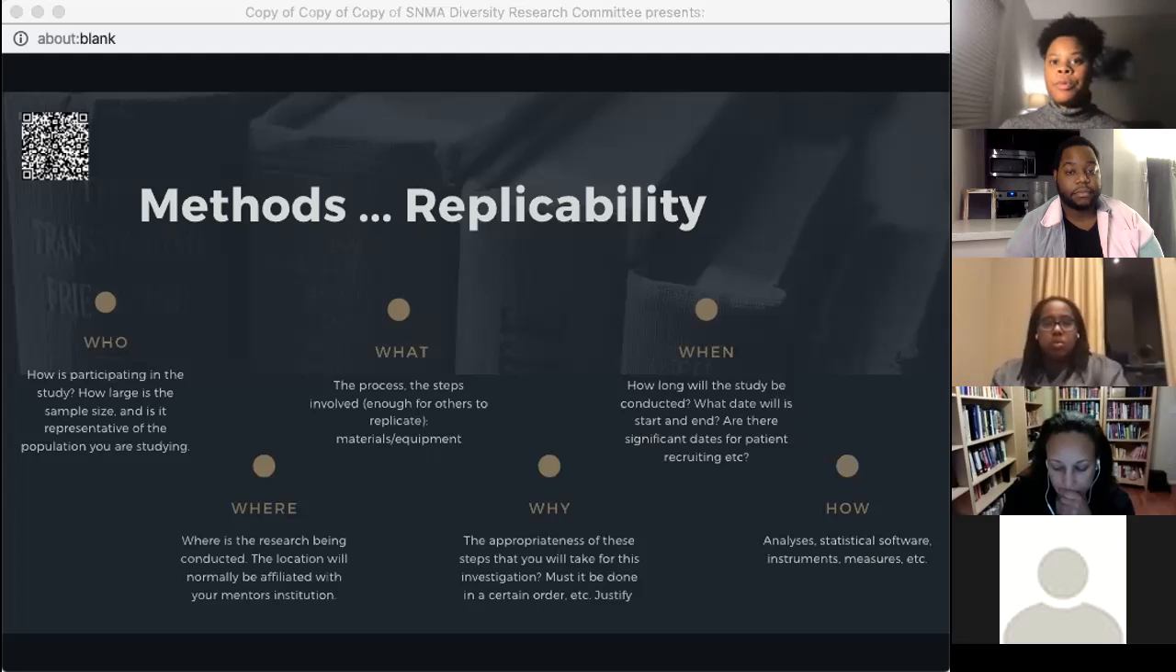Why? So why are you taking the steps that you're doing? And why is there a specific order? Are you recruiting first, or are you doing a preliminary study first and then recruiting, and then justifying why you're doing that? And then lastly, how? So what statistical measures do you have? Are you doing analysis through Excel? If you're doing Excel, great, but state that.